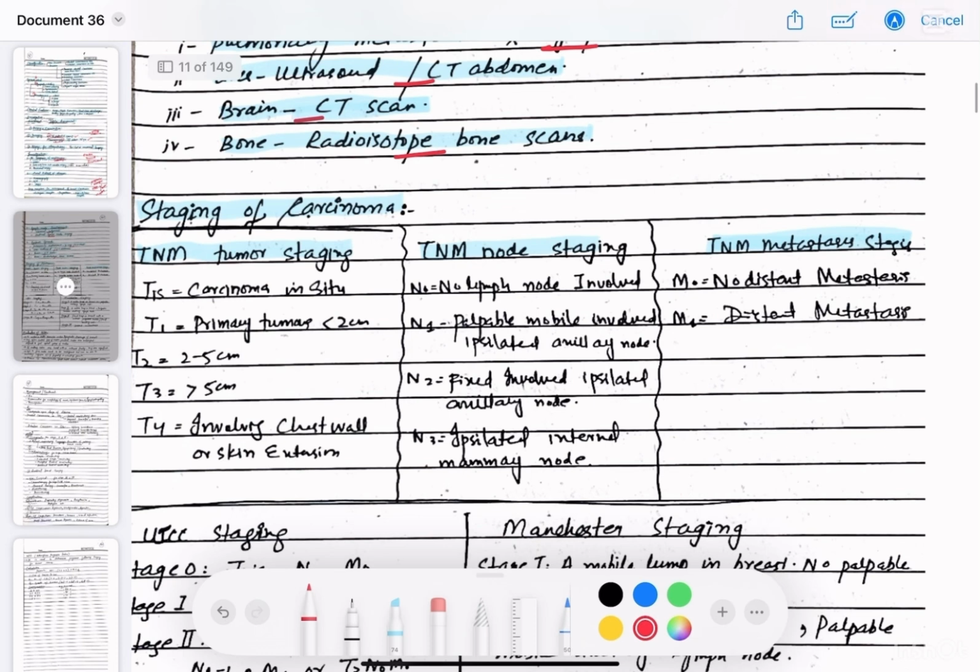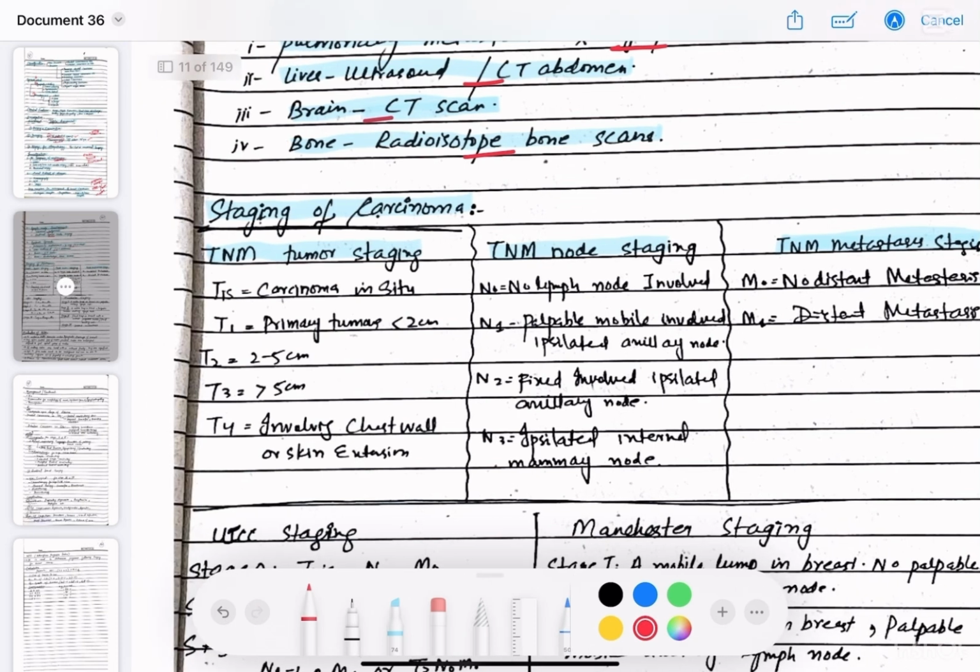So Tis is the carcinoma in situ, and T1 is primary tumor less than 2 cm, T2 is 2 to 5, T3 is greater than 5, and T4 is involving the chest wall or skin extension. So the tumor is classified in 5 classes: tumor in situ, and tumor of 1, 2, 3, and 4. So the 1 is the primary tumor, which is less than 2, the 2 is greater than 2 to 5, the 3 is greater than 5, and 4 is involving chest wall or skin extension.